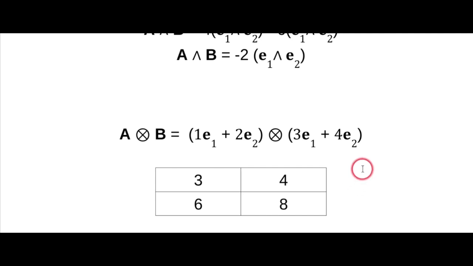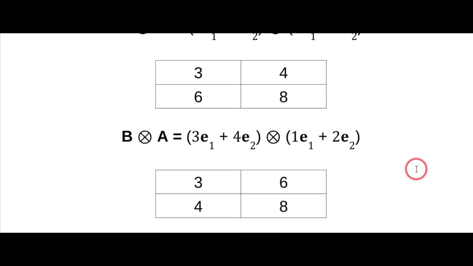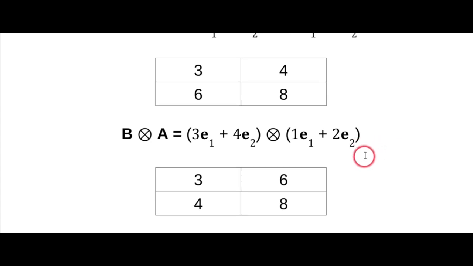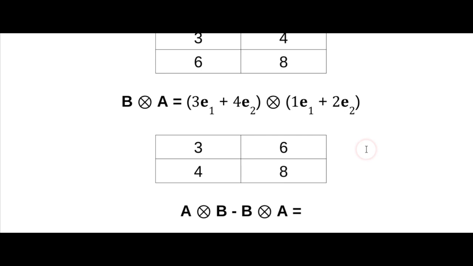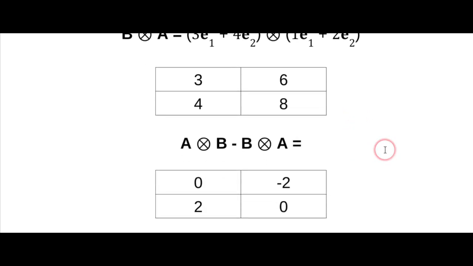So, okay, let's keep going. So what is the tensor product BA? All right, so we do the same thing again. And we get the 1, 1 position is 3. The 1, 2 position is 6, 2 times 3. The 2, 1 position is 4 times 1, and the 2, 2 position is 8. All right, now let's subtract them. Well, if you subtract 2 tensors of rank 2, you get another tensor of rank 2. You get this: 0, minus 2, 2, 0.